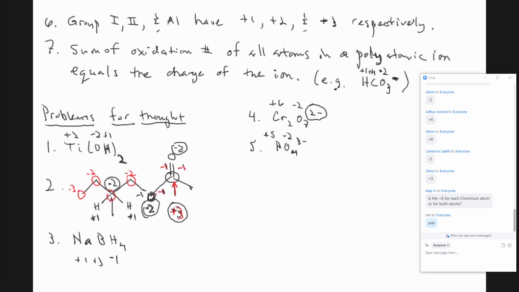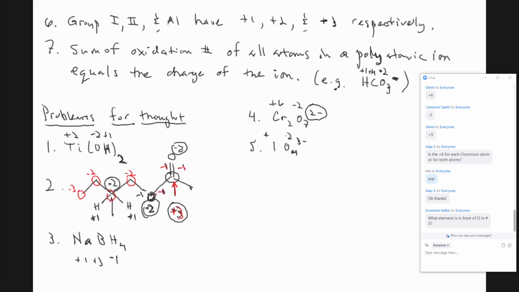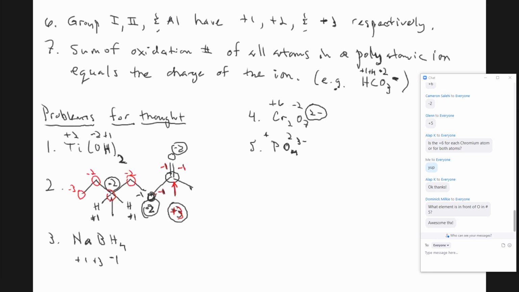Yes, the +6 is for each chromium atom, not for both. It's +12 for both. Kayla. Awesome. Phosphorus, P? I thought that was, okay. 5 plus, 2 minus, right? Excellent. So now that we know that, now we get to look at balancing redox reactions.